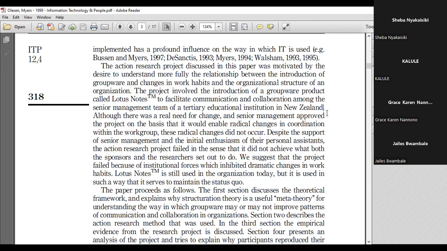I don't know if I'm making sense, or it's getting clearer, or you're getting more confused. No, a lot of sense. It's getting clearer. Okay.